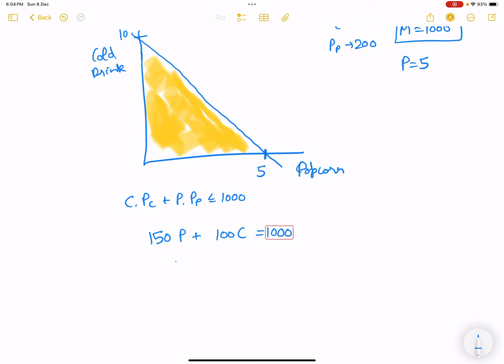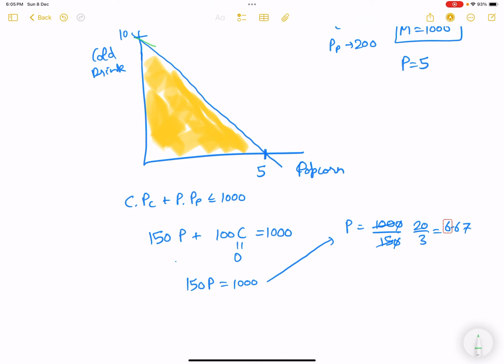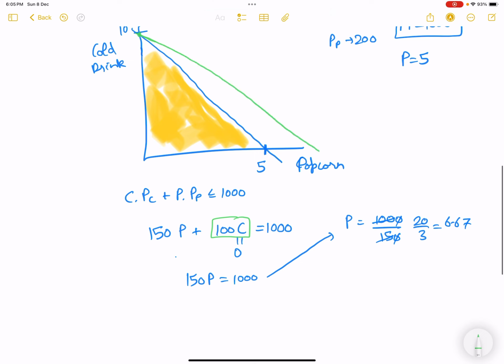And similarly, now if he is consuming only popcorn, when cold drink is 0, the equation would be 150p equals to 1000, that is he is consuming only popcorn, and this will fetch us 1000 upon 150. So this is 20 by 3, which is 6.67. So we'll see, I'm drawing it with the green. Since the consumption of cold drink cannot increase because price of cold drink is 100 only, so the new budget line would tilt towards the popcorn axis, towards the x-axis. So, and this intercept would be 6.67.